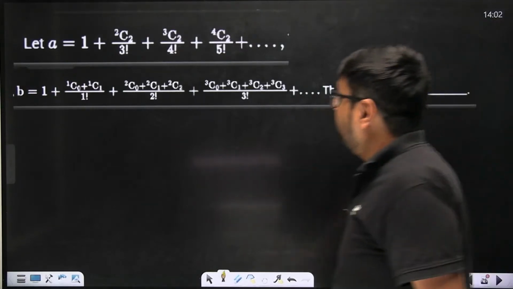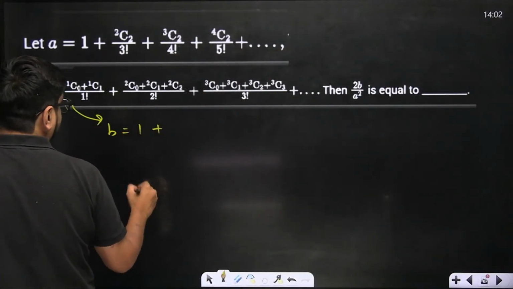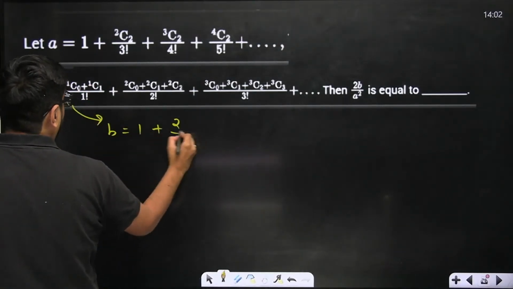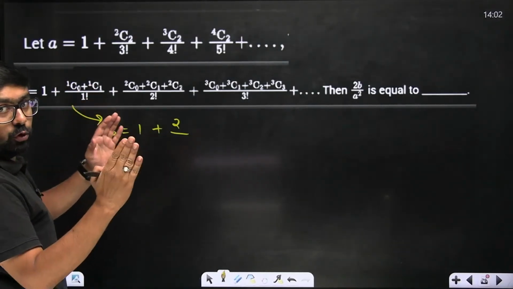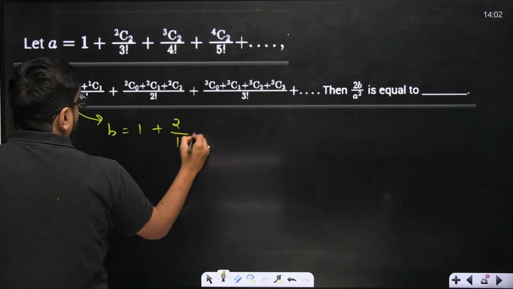Okay. This B, if we observe, B is equal to what? 1 plus 2 to the power n. That means 2 to the power 1. 1c0 plus 1c1. 2 to the power 1. Expansion of divided by 1 factorial plus.